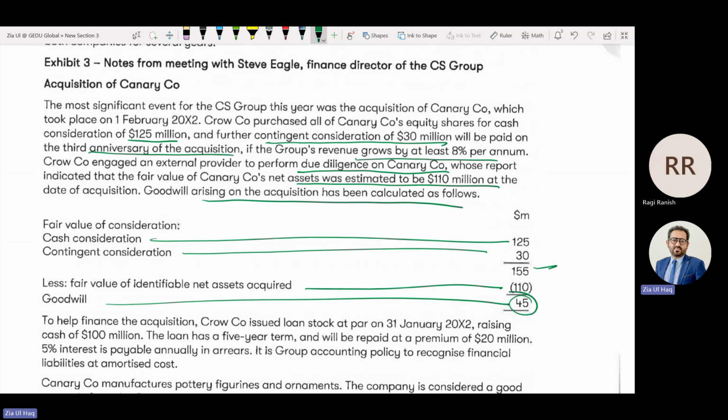Is that amount correct? No. Because this contingent consideration should be incorporated using the discounted present value method rather than the complete amount. But they haven't discounted it to present value. For this contingent consideration, they included the full 30 million.